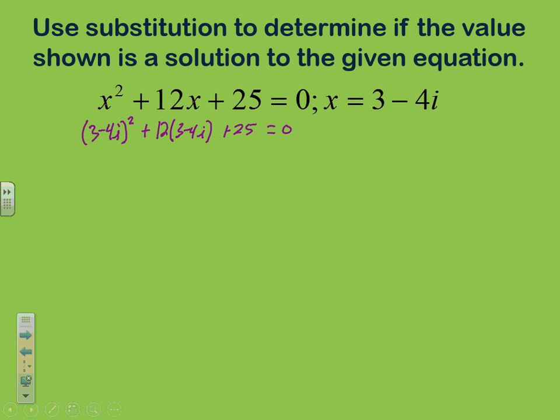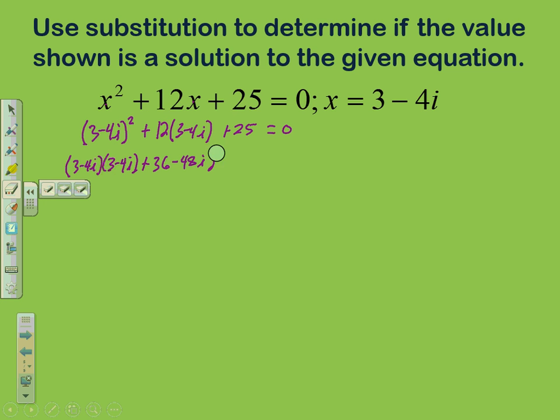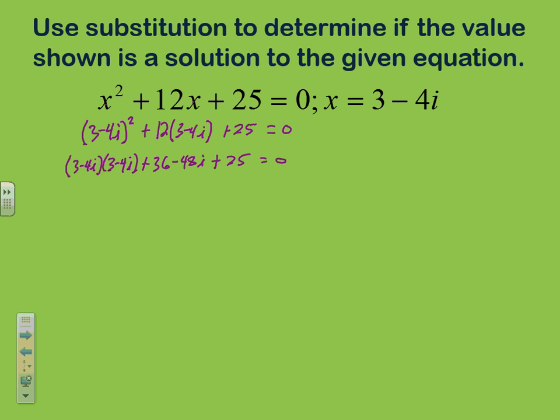Okay, so let's go ahead and expand this part out so those of us that need to see it can see it. So that'll be 3 minus 4i times 3 minus 4i plus, and let's go ahead and distribute here. The 12 multiplied to the 3 will give me 36. The 12 distributed to the negative 4i will give me a minus 48i. And oops, I don't need that parenthesis. Let me kill that out right there. Plus the 25 equals 0.